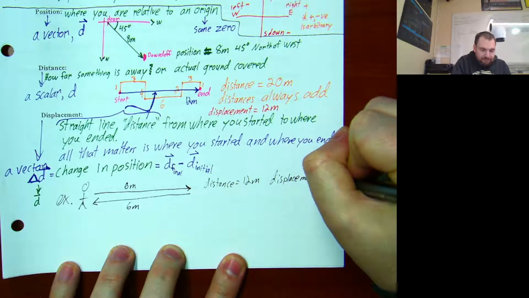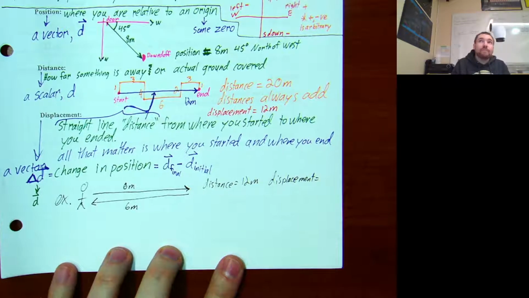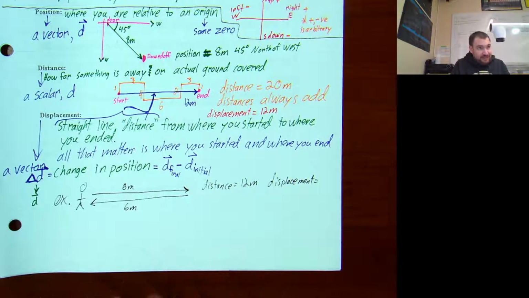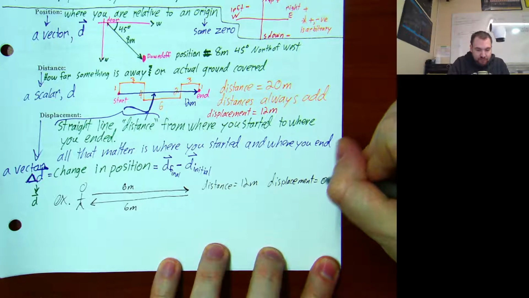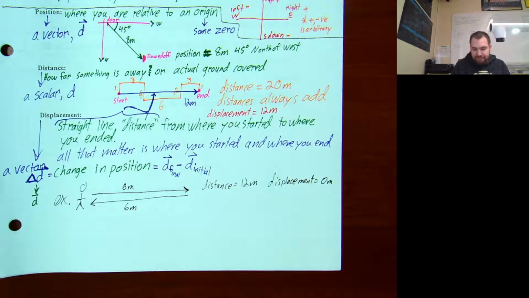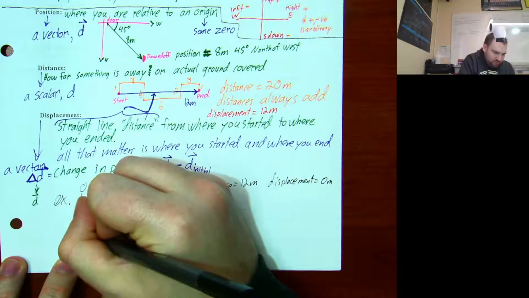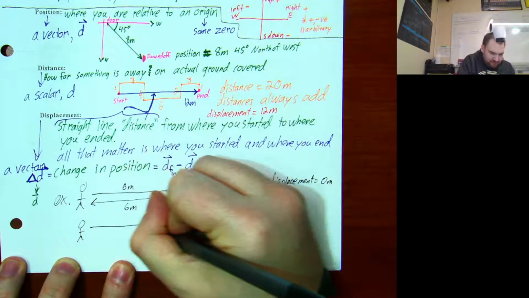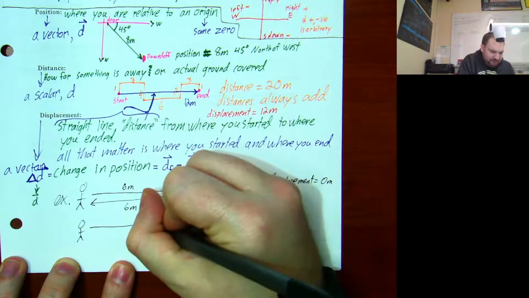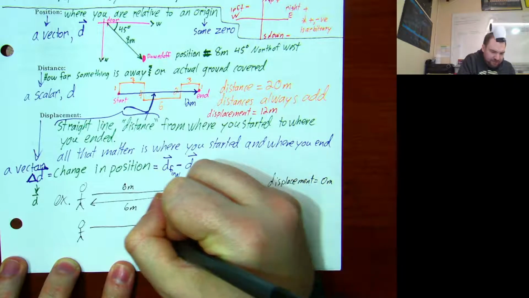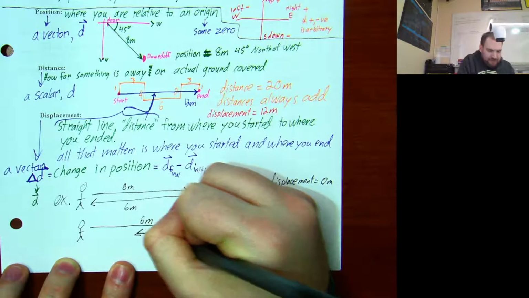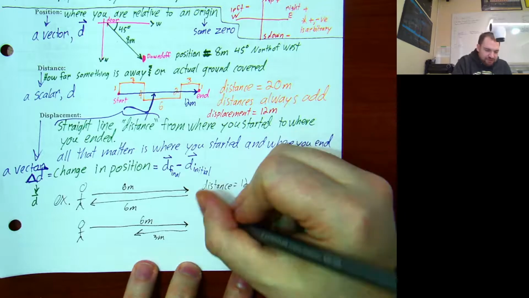Why? His overall position never changed. So his displacement is 0. Cool. What if I have this? Manuel again. It doesn't actually have to be Manuel, but you know what? It can be. 6 meters out, 3 meters back. Distance traveled is what?